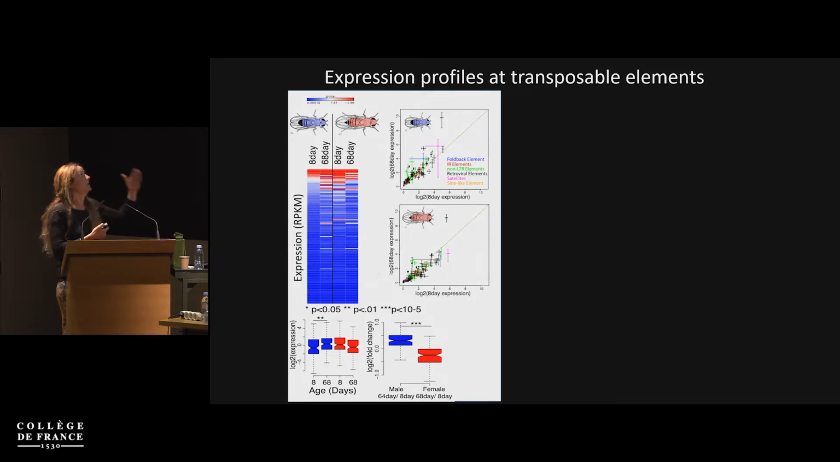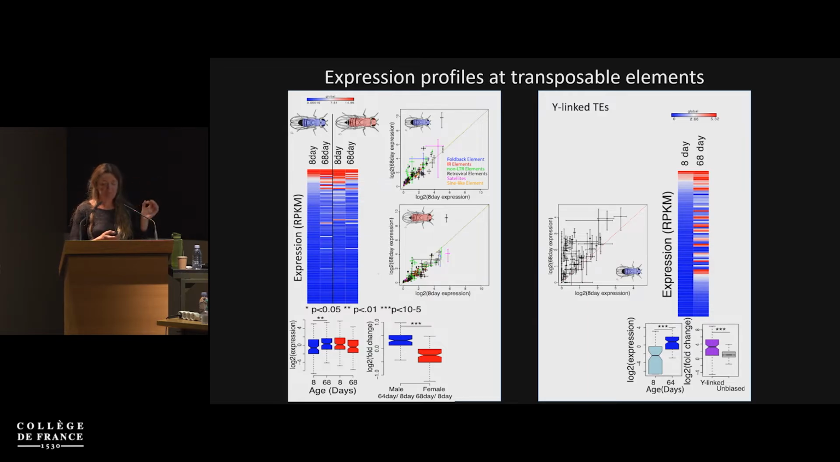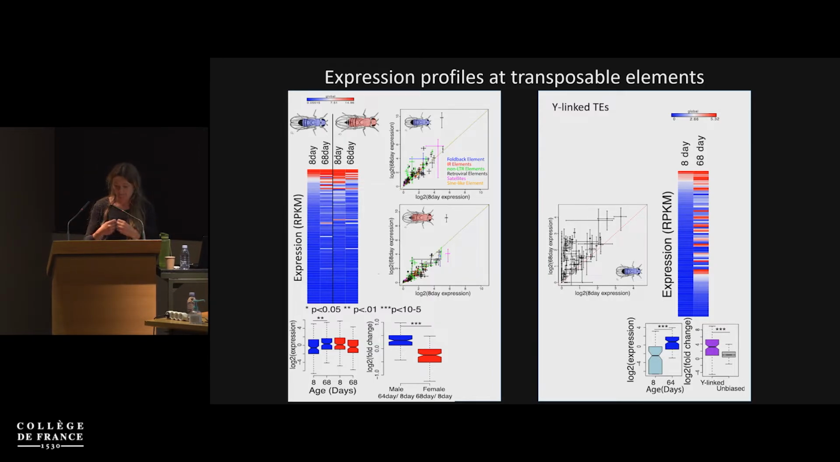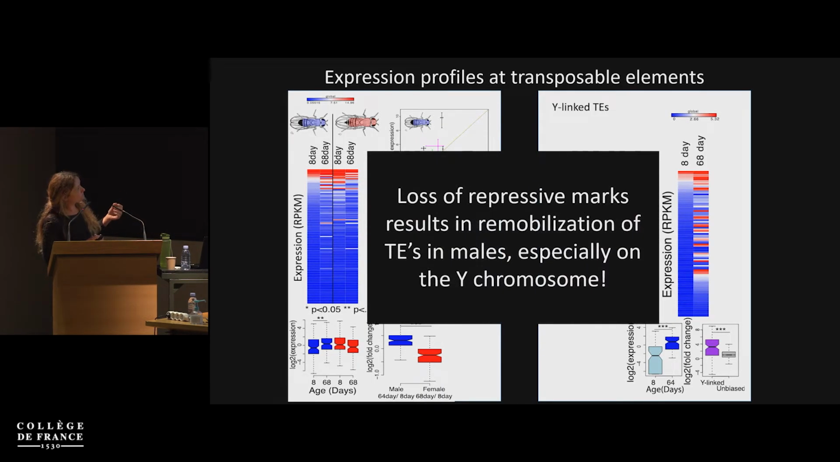But in males, we see that many families of transposable elements start to become deregulated and start to become expressed more highly as the flies age. And if we look at transposable elements that are specifically located on the Y chromosome, we see that this increased expression of TEs is much more pronounced. So there's a dramatic increase of expression of transposable elements found on the Y chromosome. So this loss of repressive marks in males indeed seems to be resulting in increased repeat expression.